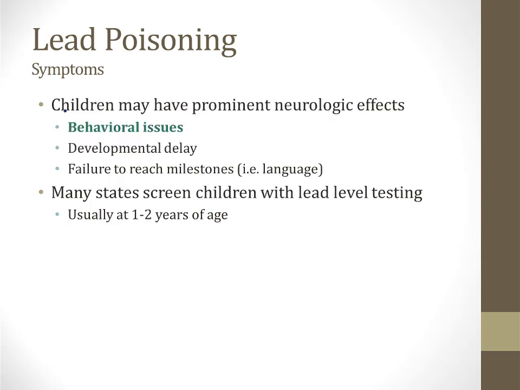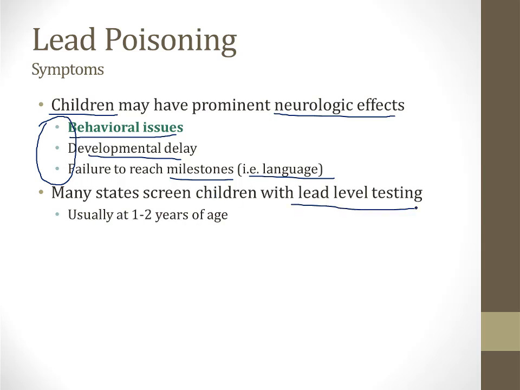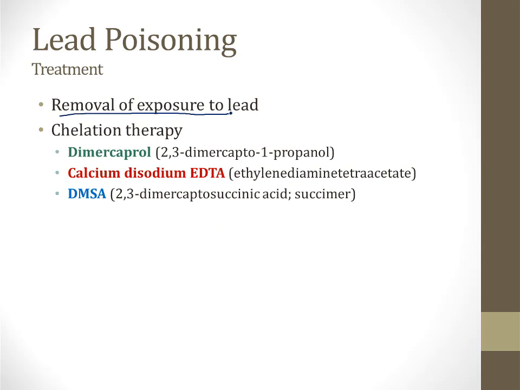The symptoms are hard to recognize in adults, but they can be even harder to recognize among children. First of all, children can't always give a clear history, and in addition, children often have prominent neurological effects, so they can develop behavioral issues, developmental delay, or failure to reach their milestones, especially in language. None of these things may right away make you think of lead poisoning, and for this reason, many places in the United States mandate screening of children with a measurement of a lead level. This is usually done at 1 to 2 years of age to try and identify lead poisoning before it results in permanent damage.